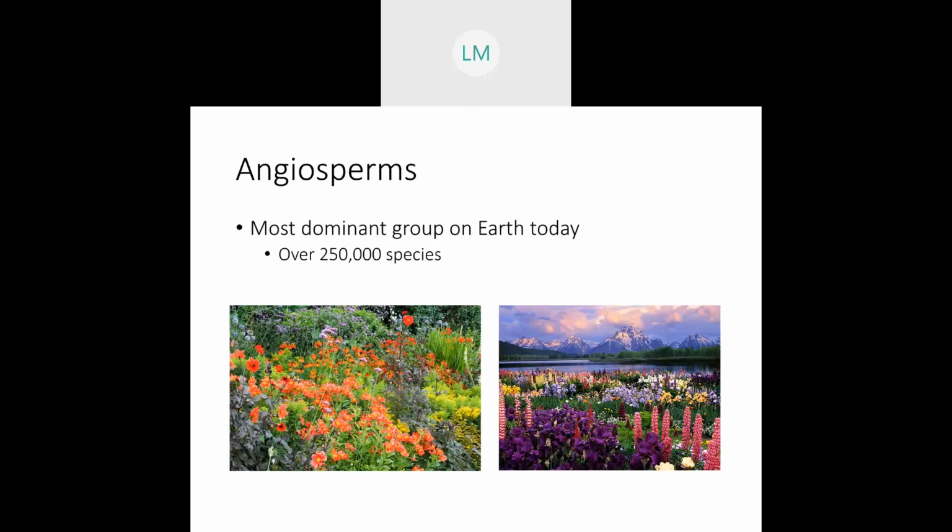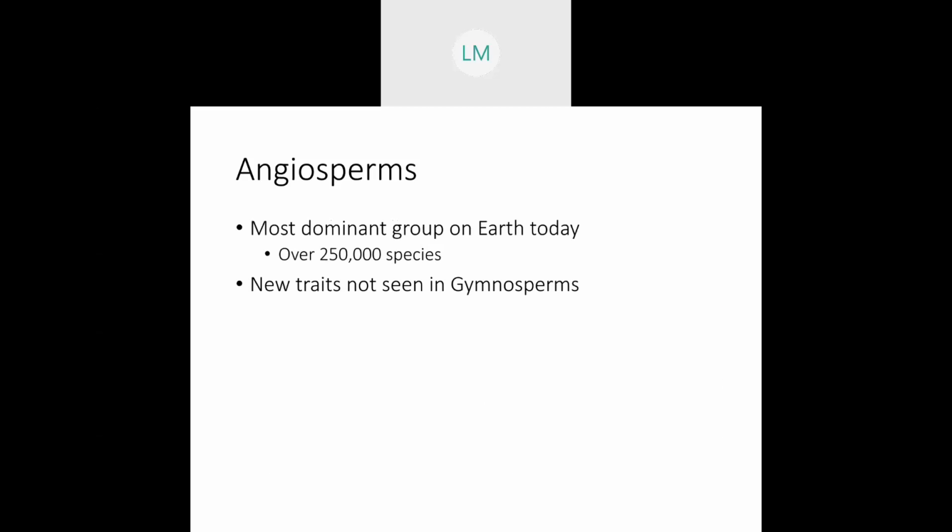Over 250,000 species. In the first slide, I mentioned that there's around 300,000 species of plants. 250,000 of those are angiosperms, right? So pretty much when you walk outside and look at a plant, there's a good chance that it's going to be an angiosperm. Anything with a flower is an angiosperm. So our crops are angiosperms, flowers are angiosperms, all of those fruit trees that we rely on are angiosperms. So this is a very, very dominant group.